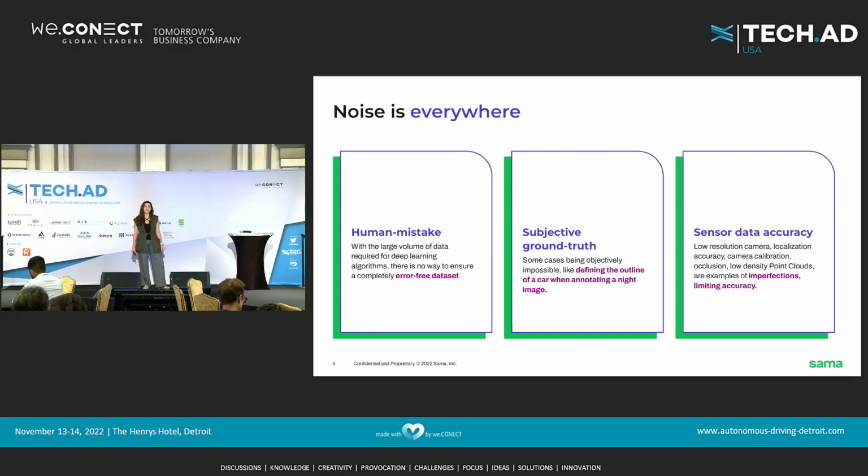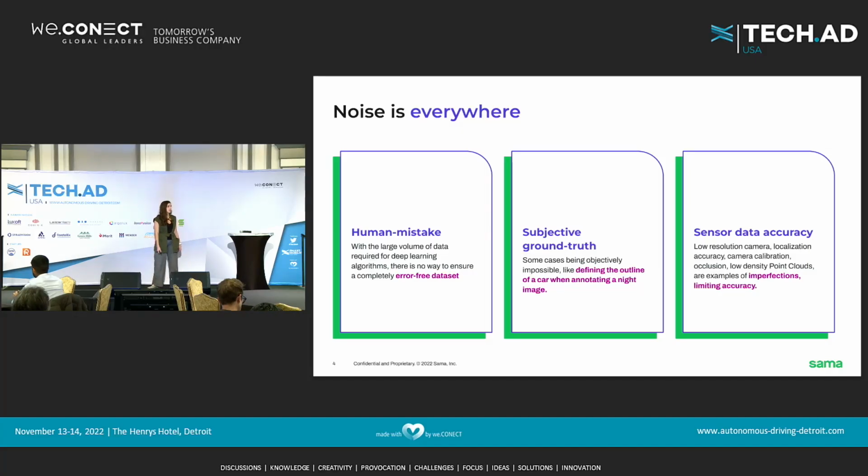The second one is subjective ground truth. Some cases are impossible to define. So if you think about a car going through a road at night, and you have the 2D images, it's impossible for you to properly define the tire, right? It's dark. How can you know where the tire is? So you do have to do some subjective thinking in there and think, yeah, the tires are this shape, so I'm going to try to guess where those tires are.